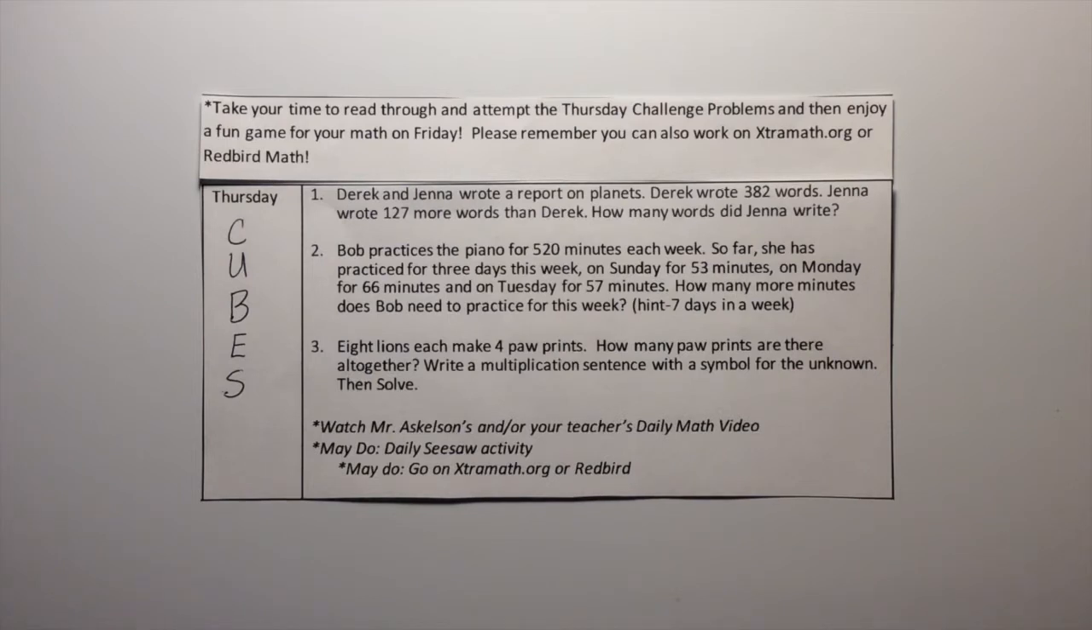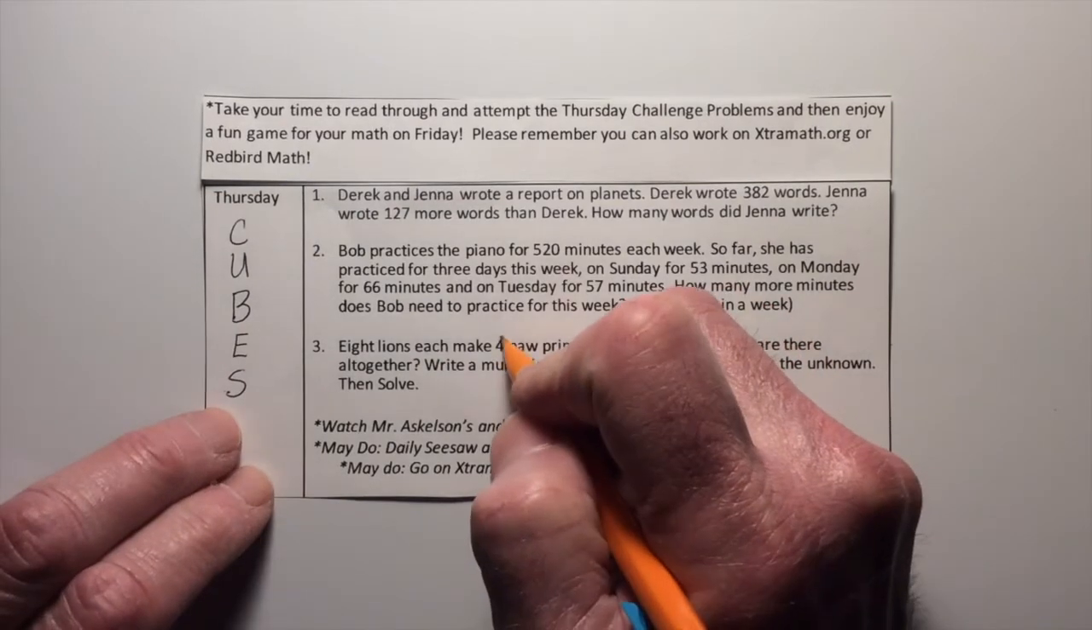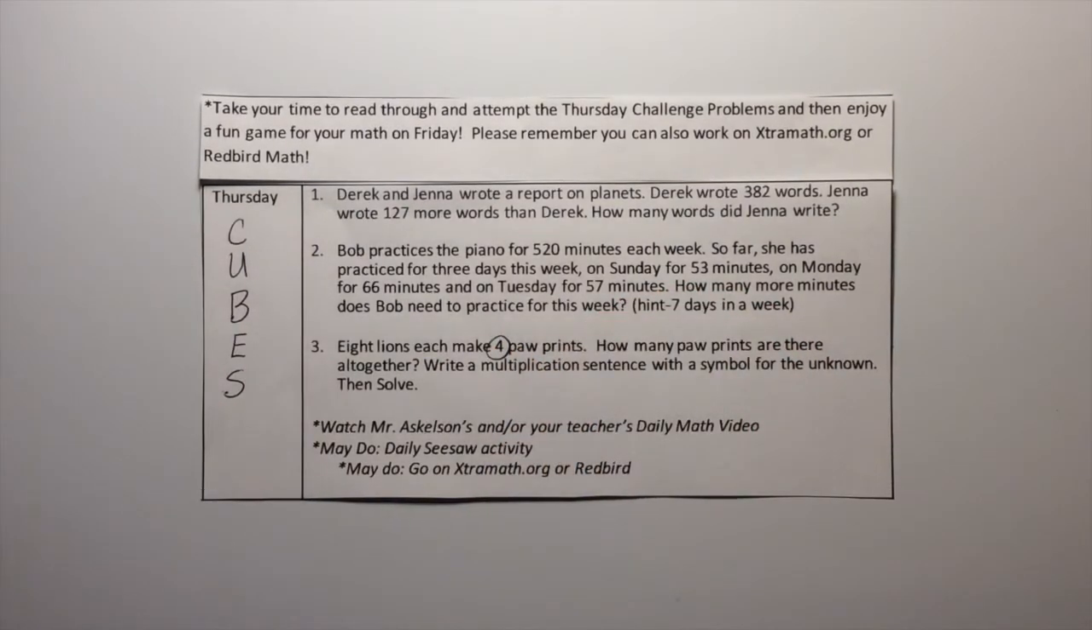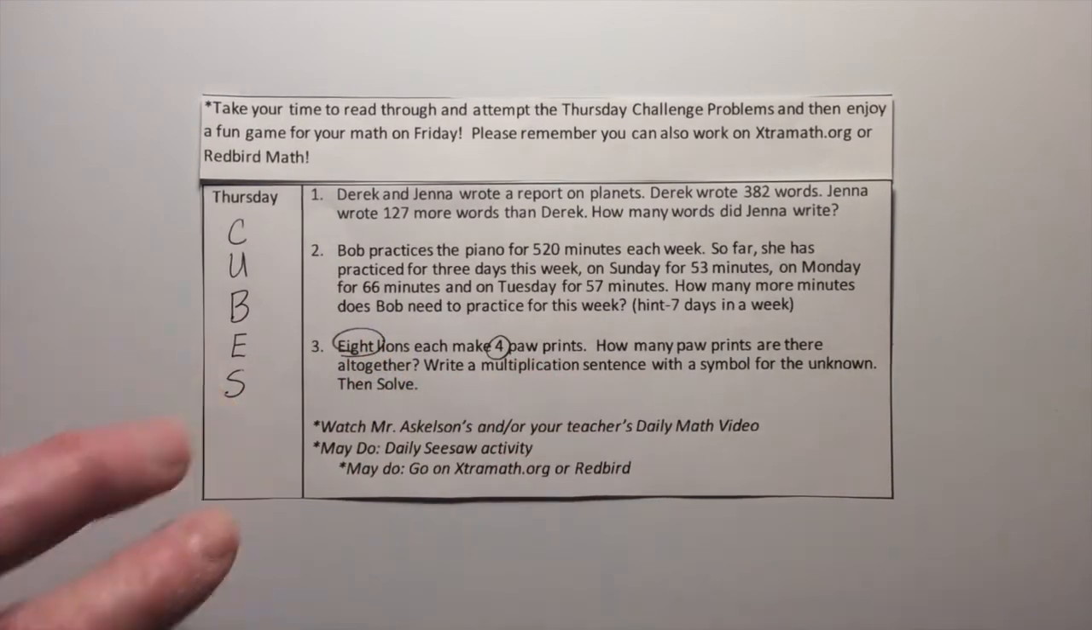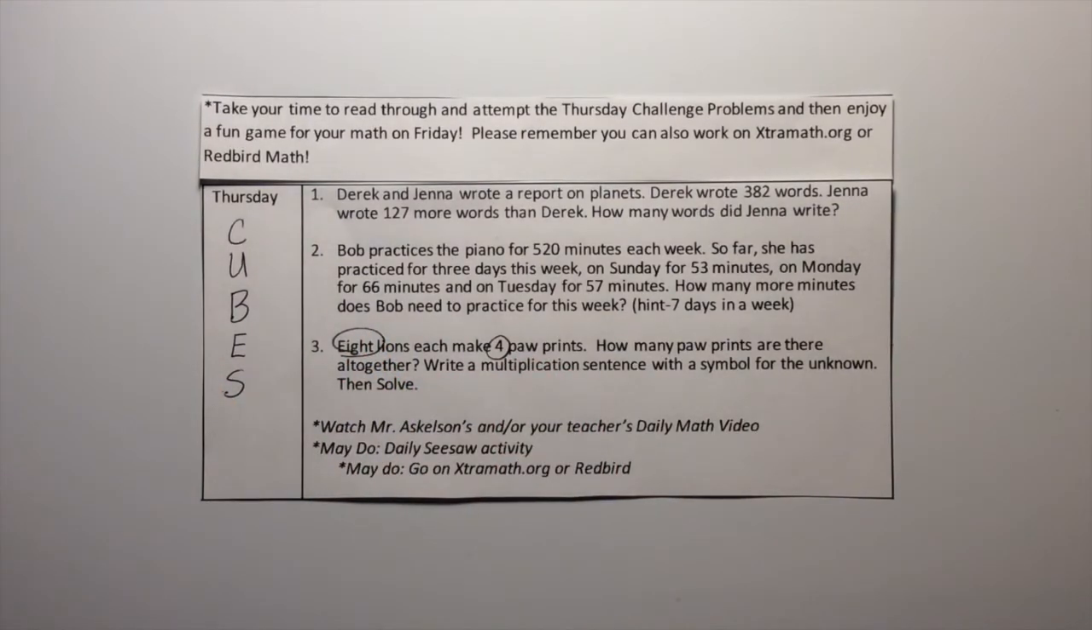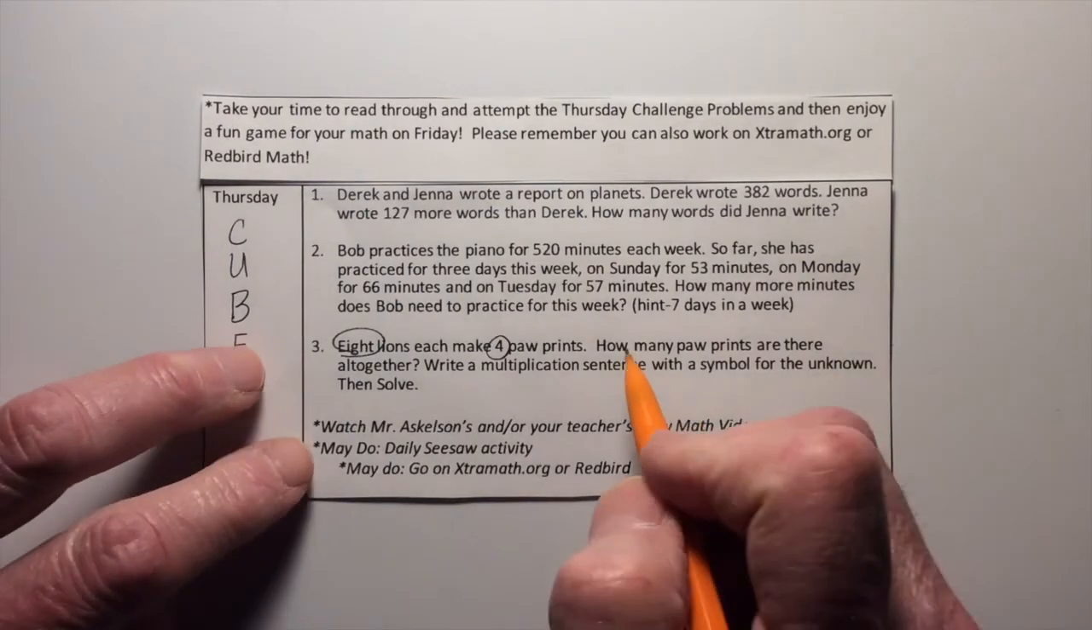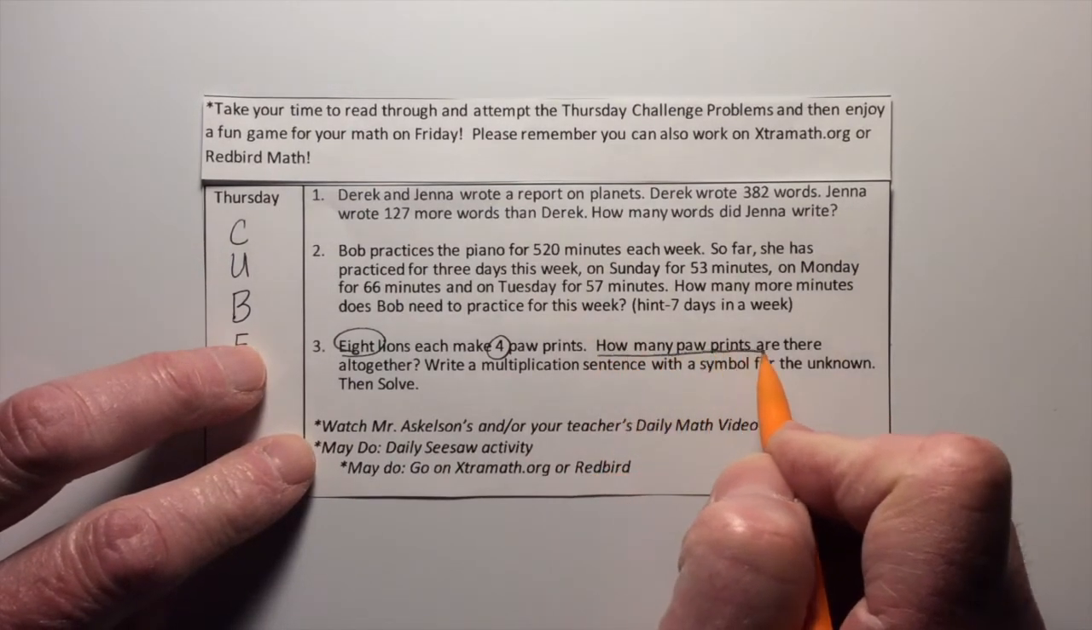So if I was going to use my cube strategy, the first thing I would do is I would circle my numbers. And the first number that kind of jumps out at me is the 4. But there's also another number in there, but it's not in standard form, it's in word form. And that is the word eight. So I have 2 numbers here. Then I'm going to go through and I'm going to underline my question, and it starts with how and then goes to the question mark.